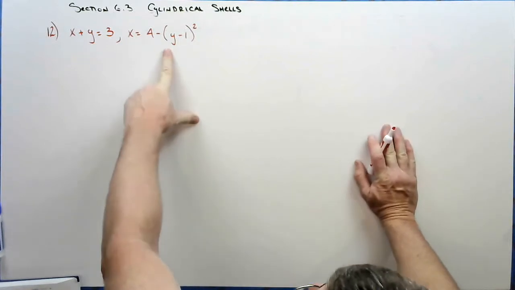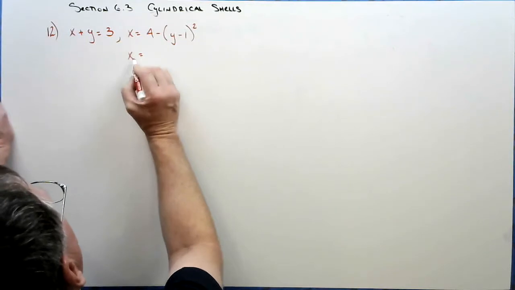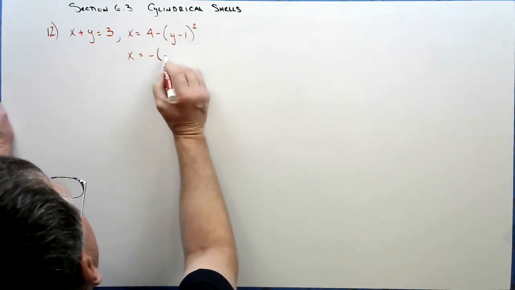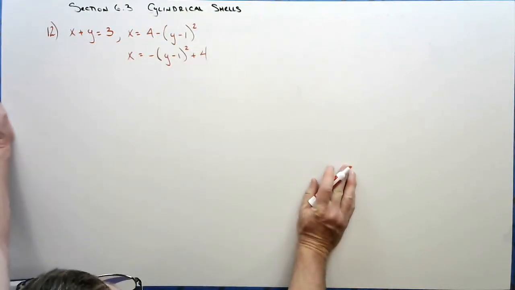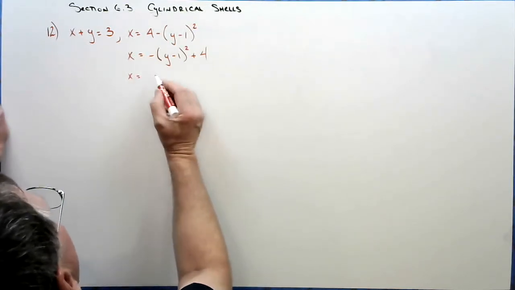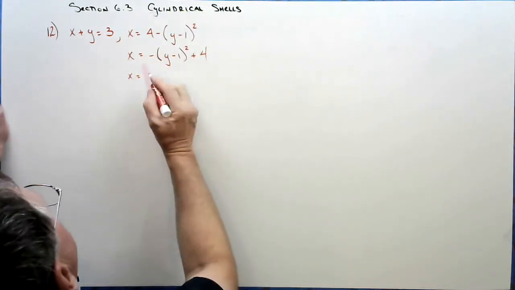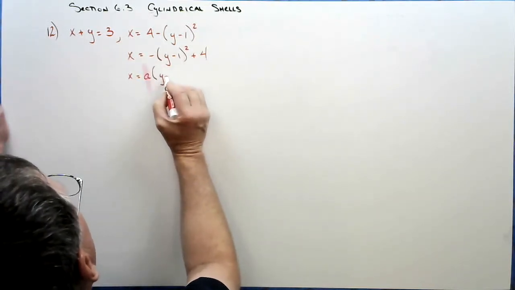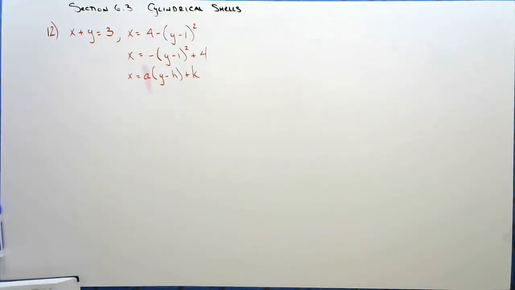So we may want to do a little review here. If we're going to write this in our standard form from pre-calc, this would be minus the quantity y minus 1 squared plus 4. And our standard formula in pre-calc was x equals, and then we had something like a times y minus h squared plus k, something like this, right? Where we can find our vertex.